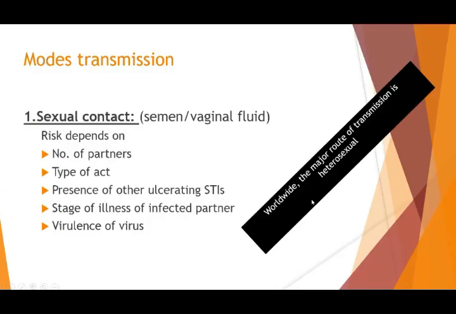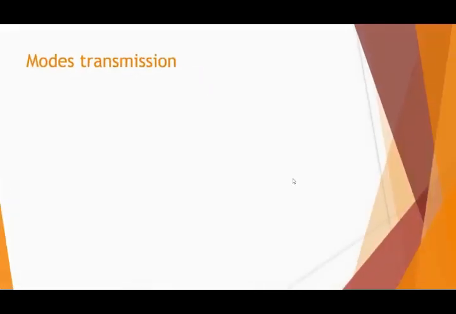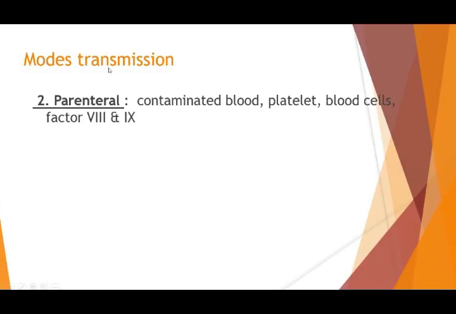Worldwide, keep in your mind that the major route of transmission is heterosexual. What about the parenteral type, which is also recognized as one of the most common types of transmission, through contaminated blood and blood products? The risk may reach 90% if large quantities are infused into the bloodstream. So the patient gets infected blood, and the risk is very high, 90%.